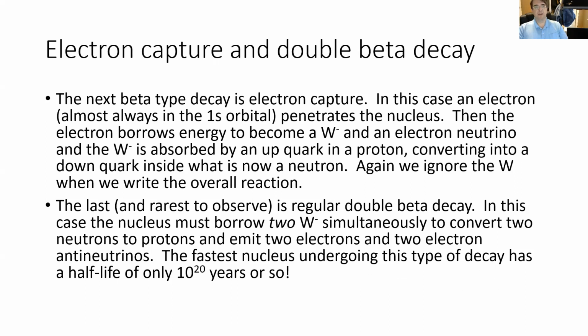There's another beta type decay called electron capture. In this situation, an electron, which is effectively always a 1s electron because it's the closest electron to the nucleus, has the most overlap with the interior of the nucleus. Even a really high charge nucleus will not have the 1s electron in there very often, but it will end up being inside sometimes.